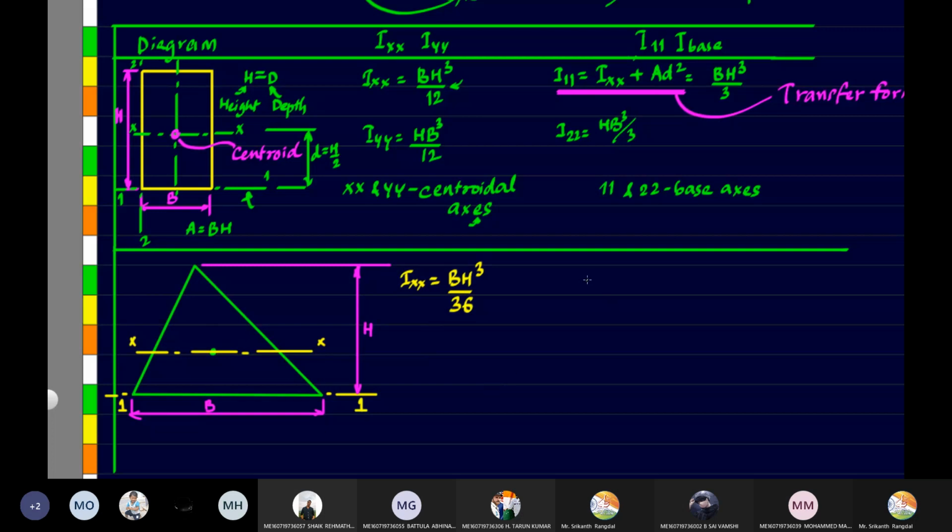So Ixx we have written down. Then what about I11? Once again, follow this. Ixx plus AD square. So Ixx is this here. Area is how much?